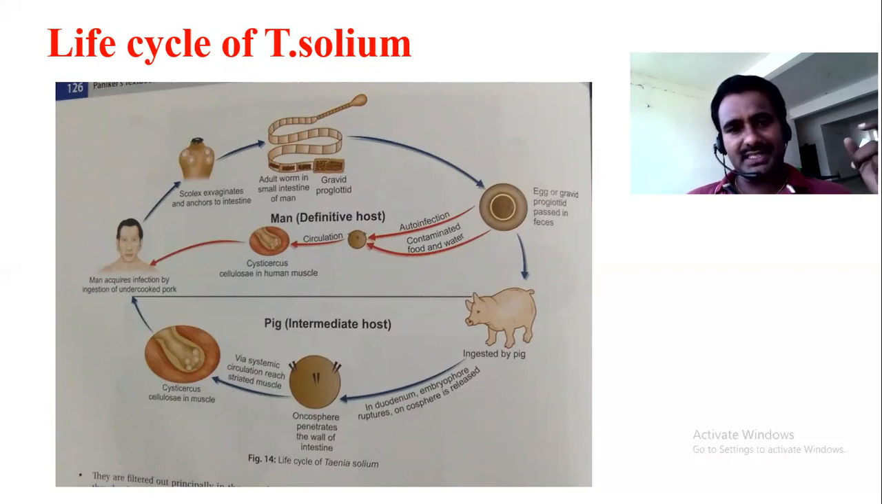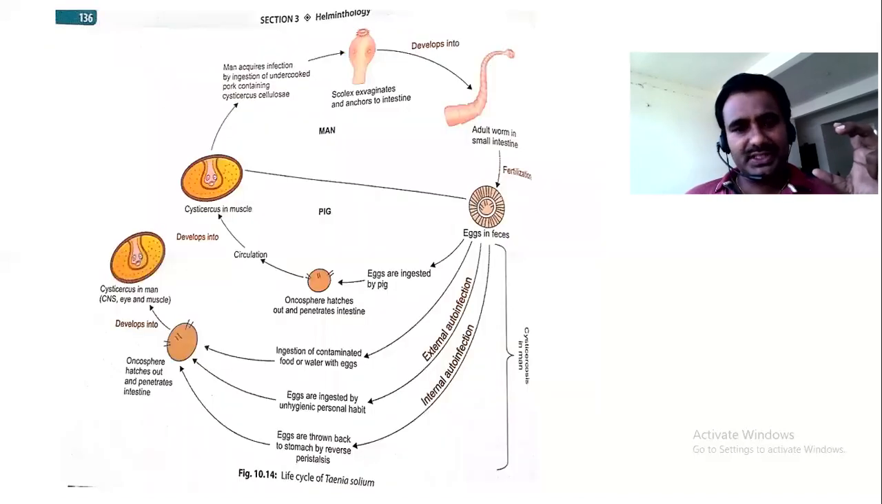So this is the life cycle of Taenia solium. Here the auto infection will be seen in man. The definite host is man, and the pig is the intermediate host. This life cycle is also explained in the same picture.